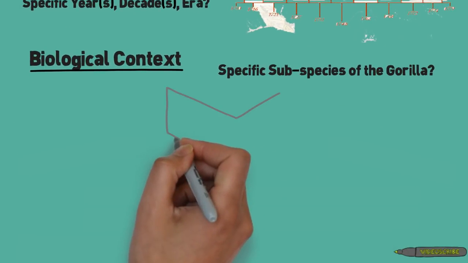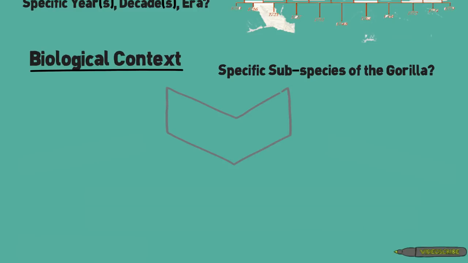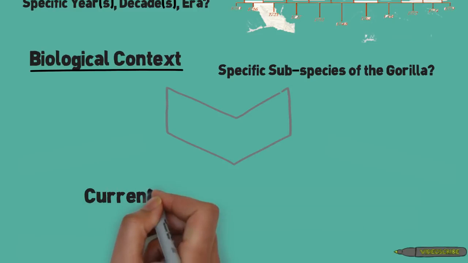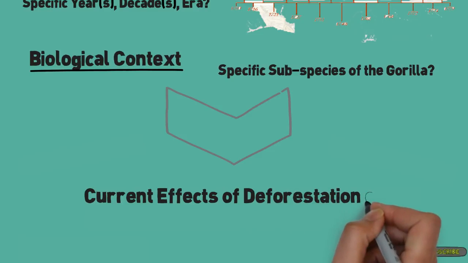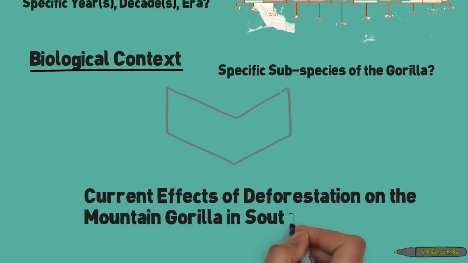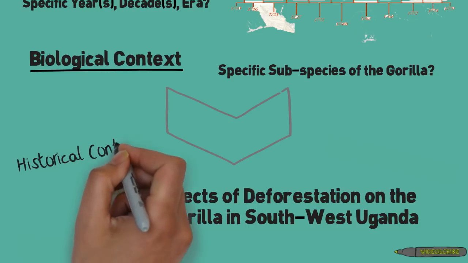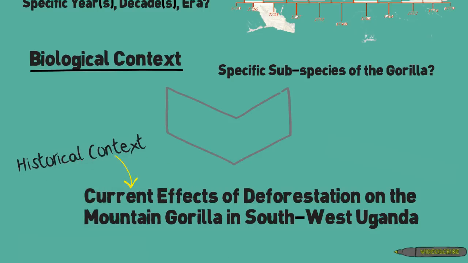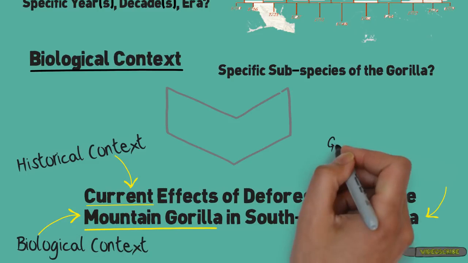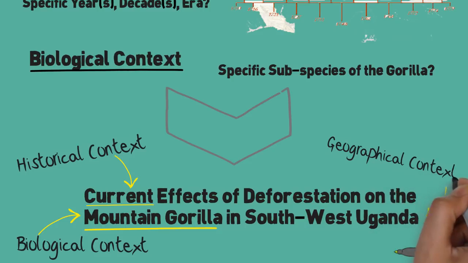So when we combine all 3 contexts and incorporate them into the original topic, this is what we get. Something like current effects of deforestation on the mountain gorilla in southwest Uganda. We thereby incorporate the historical context, the biological context, and the geographical context. Adding context truly is a great way of narrowing your topic.